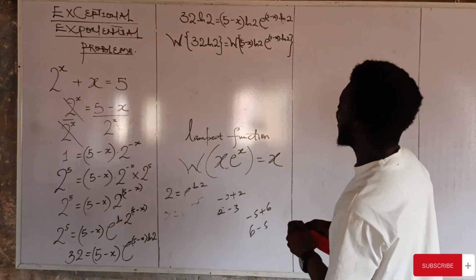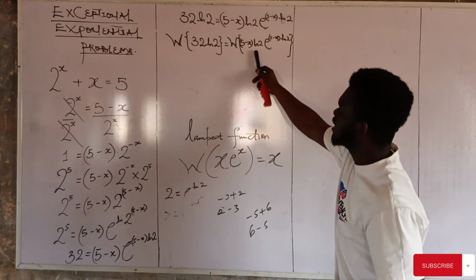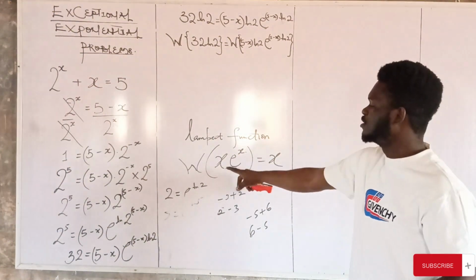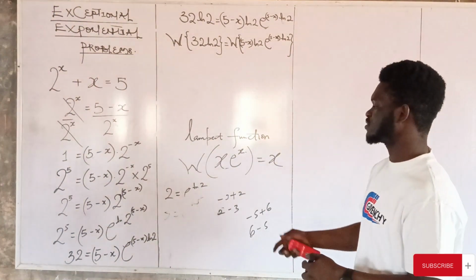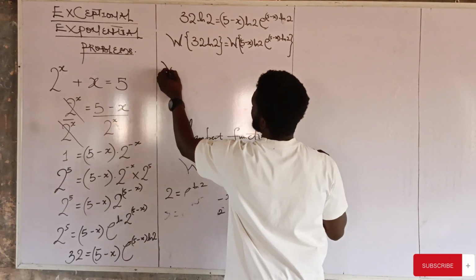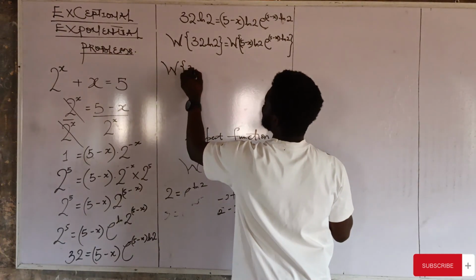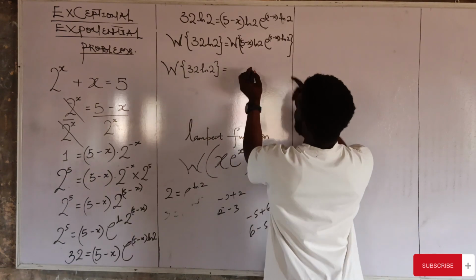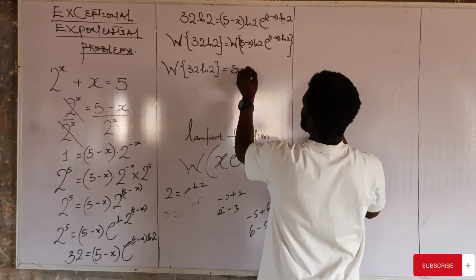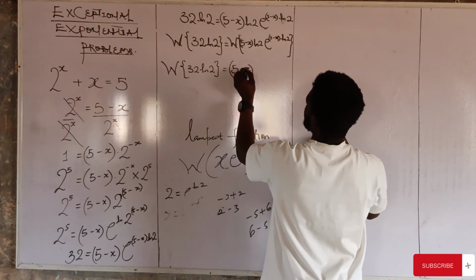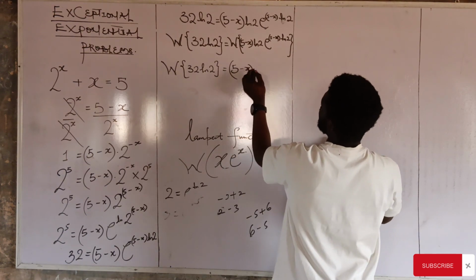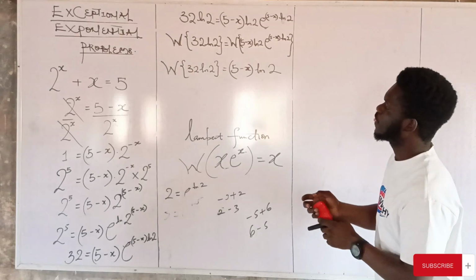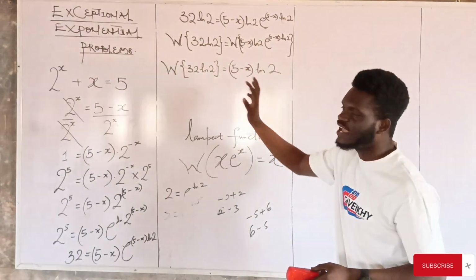Now this is it. Now once you apply the Lambert function to this part, it is simplified to become what? To become just the base or the power. You can pick anyone, it becomes like that. So what do we have? So we have that Lambert function of 32 ln 2 becomes what? Everything simplified, just the power 5 minus x ln 2. Now once you've had this, you can see now we finally simplified everything here.